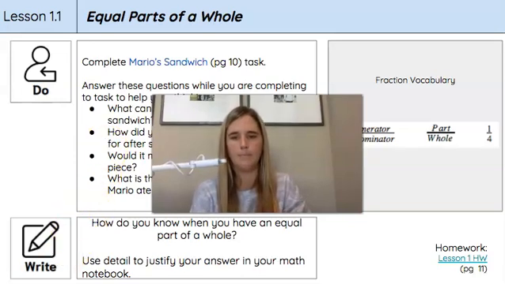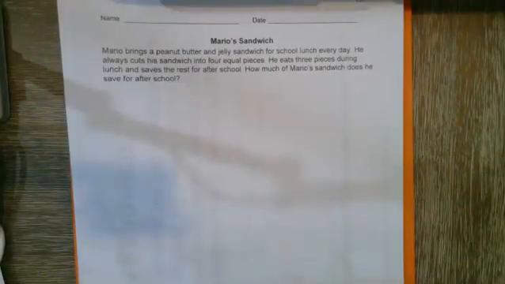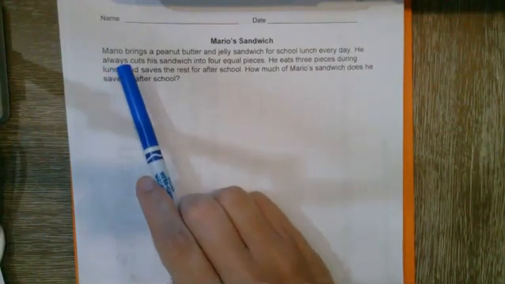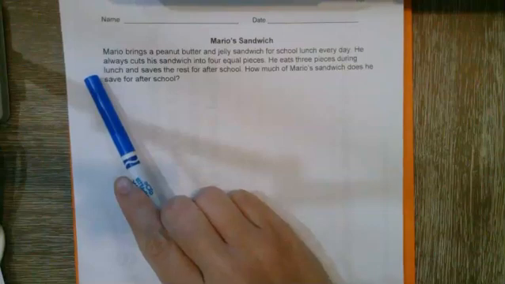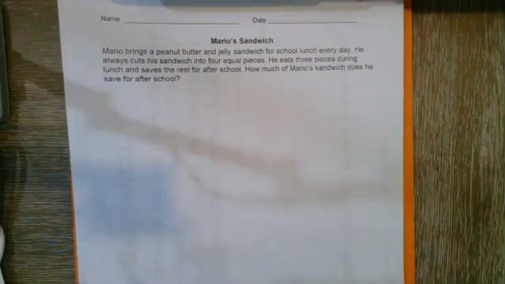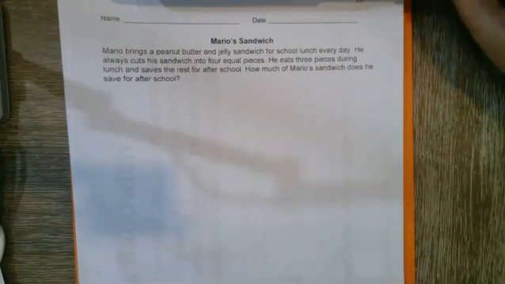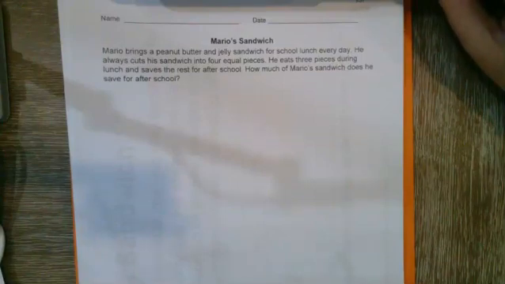Let's get started. I'm going to read the problem to you, and I want you to think about what this story is all about. What is it, the context? Here we go. Mario brings a peanut butter and jelly sandwich for school lunch every day. He always cuts his sandwich into 4 equal pieces. He eats 3 pieces during lunch and saves the rest for after school. How much of Mario's sandwich does he save for after school? What is this story about? Share with a family member if you have one nearby.